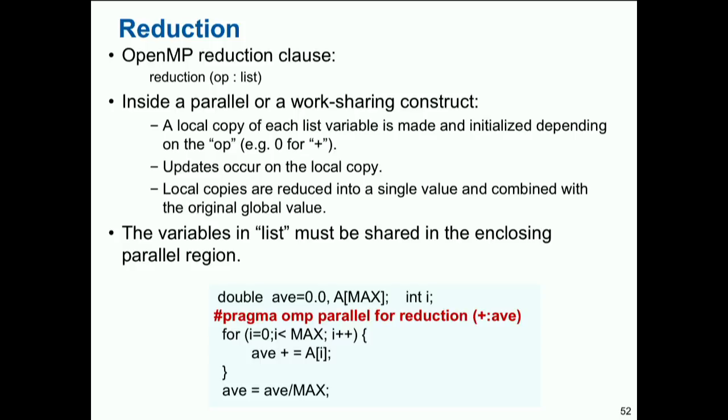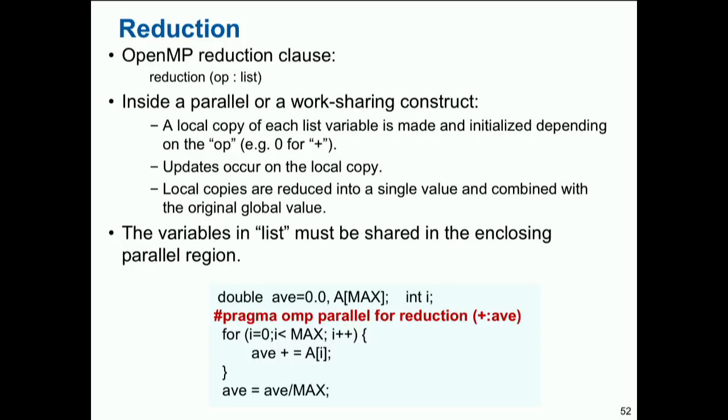What the compiler will do under the covers is probably create one of the codes we have seen. It will create private copies of AVE for each thread, and it will merge them at the end using some sort of critical section. So it's basically a convenience function. The compiler might not be as good as you are, so you might lose 10% of speedup in some cases.